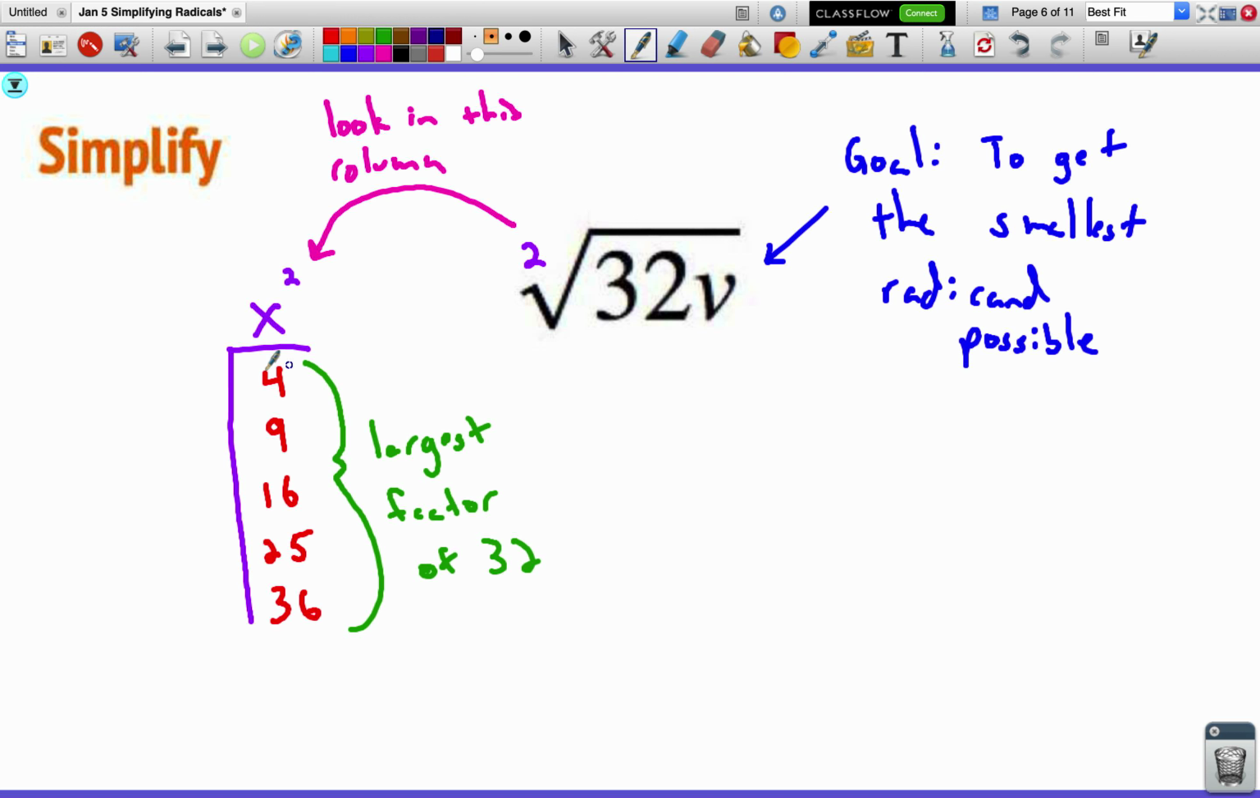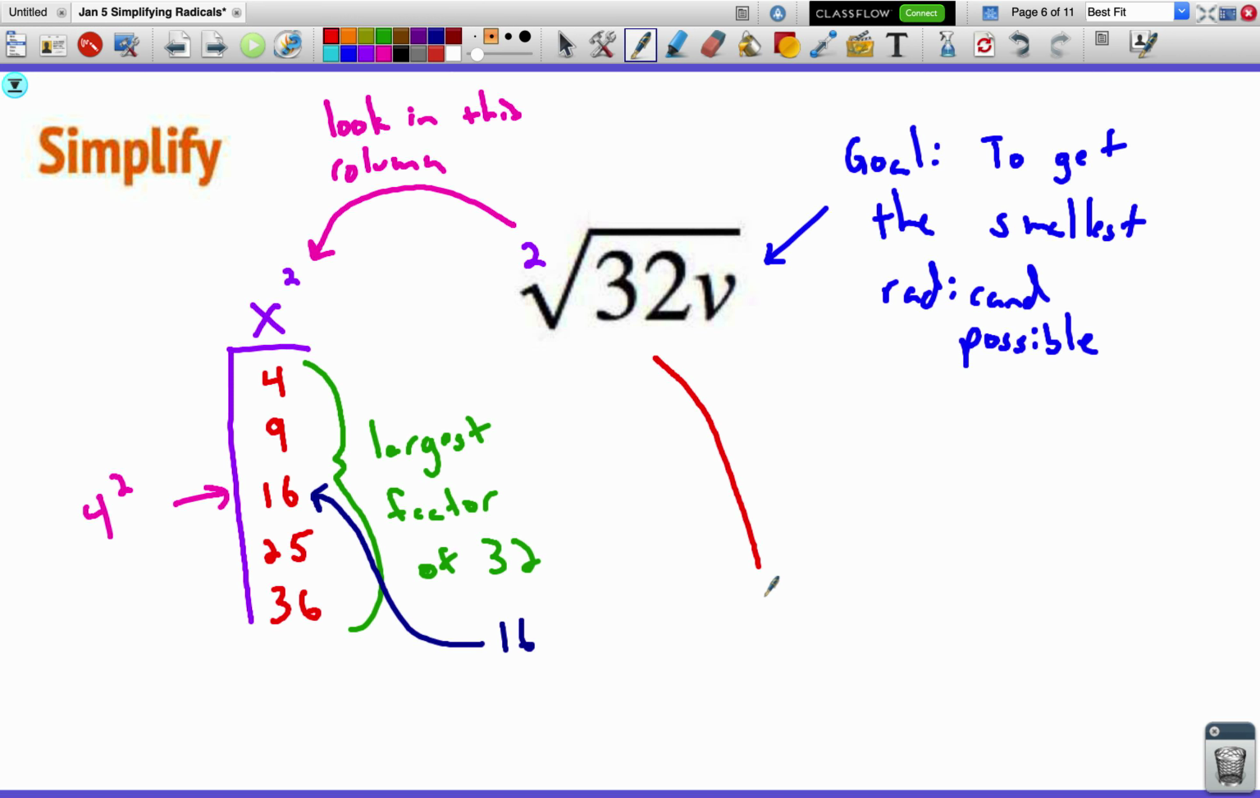So 4 fits into 32 evenly, but so does 16. So the largest factor of 32 is 16. Okay, so 16 is 4 squared. So if we can get the 4 squared by itself, the square root of 4 squared would be just a 4. We can cancel out that squared, and we can cancel out the square root.